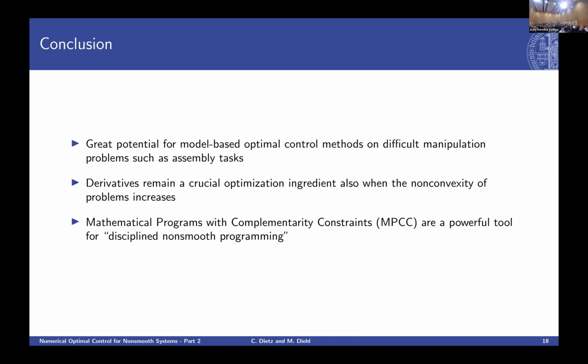This brings me to the conclusion. I hope I could convince you that there's great potential for model-based optimization methods on difficult manipulation problems, such as assembly tasks. And coming back to what Moritz explained to us, this assembly problem is a very non-convex, non-linear problem, but even in this case, derivatives enable us to solve it and to find solutions that also have an impact in the real world.